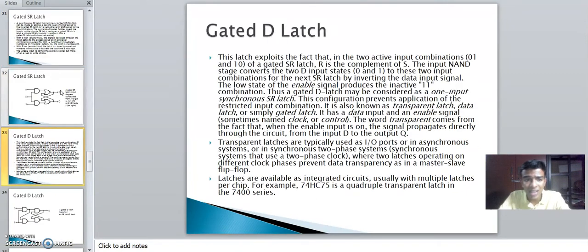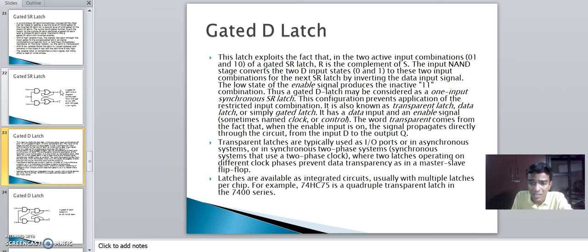Next is the gated D latch. This latch exploits the fact that in the two active combinations 0, 1 and 1, 0 of a gated SR latch, R is the complement of S. The input NAND stage converts the two D input states 0 and 1 to these two input combinations for the next SR latch by inverting the data input signal. The low state of the enable signal produces the inactive 1-1 combination. Thus, a gated D latch may be considered as a one-input synchronous SR latch. This configuration prevents application of the restricted input combination.